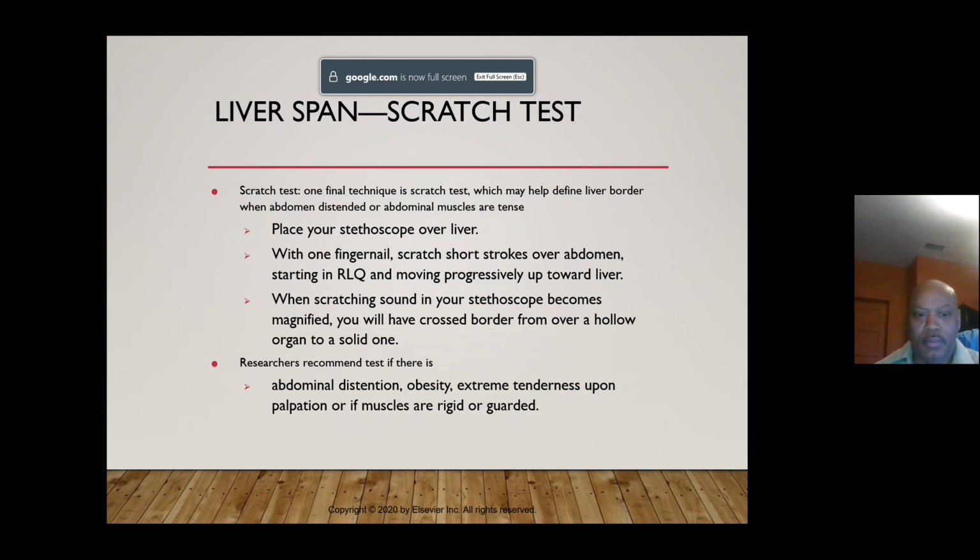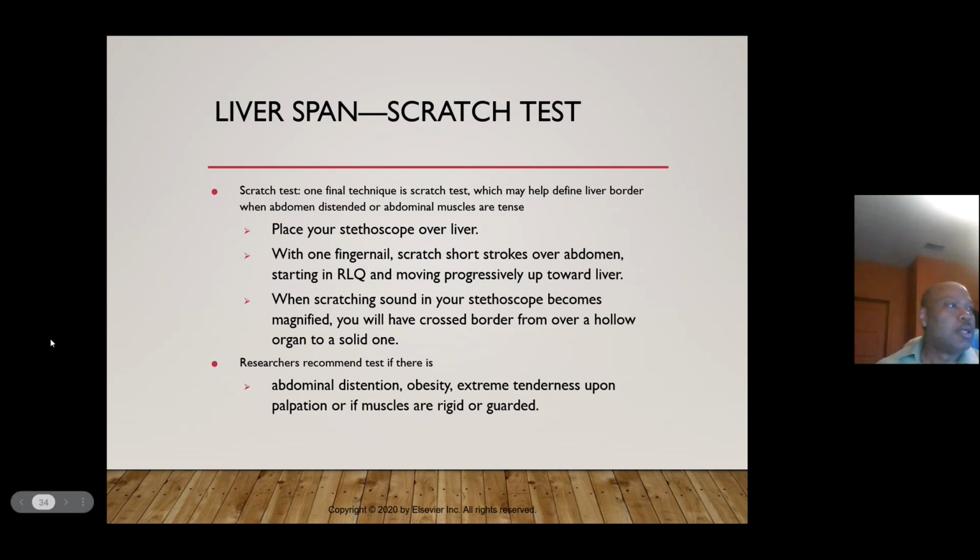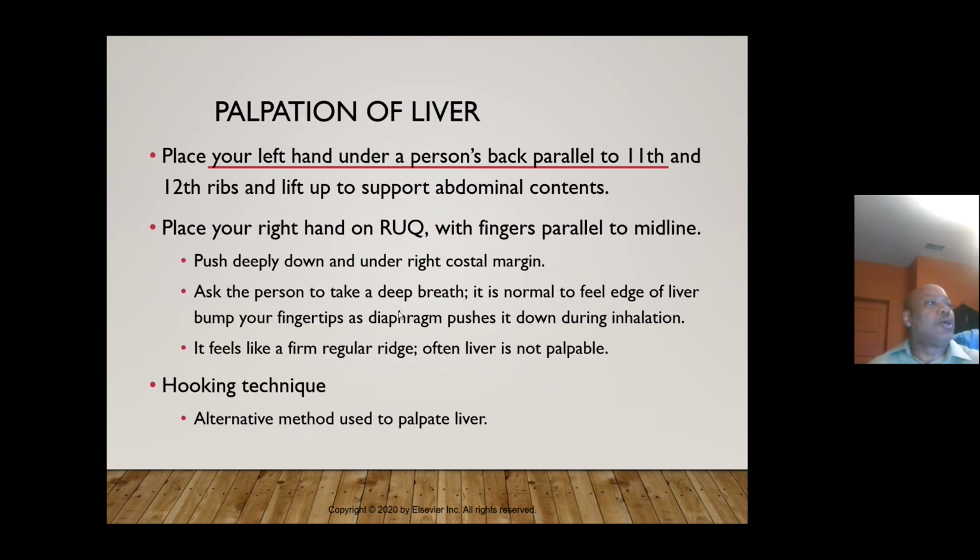But as I talk about it, you can visualize it a whole lot better. All right. So that's actually on the next slide. So again, we place the left hand under a person's back, parallel to the left 12th rib, and lift up in order to support the abdominal contents. And then we place the right hand on the right upper quadrant with the fingers parallel to the midline. And you all saw how that is done.